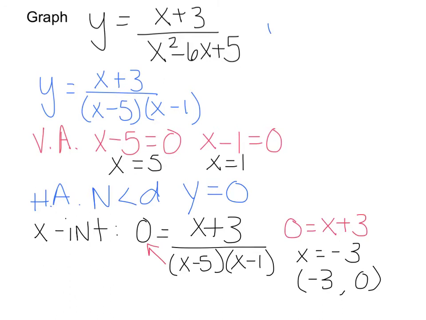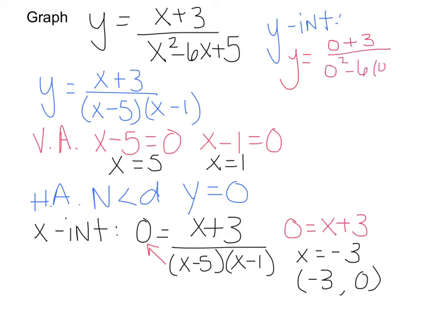Now let's find the y-intercept. Let's plug in 0 for x. And this might be easier in the original form, just because you're not then multiplying it. 0 squared minus 6 times 0 plus 5, and that's going to give us 3/5. So our y-intercept is (0, 3/5).